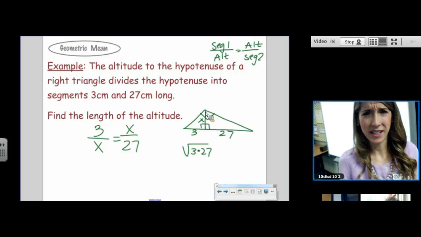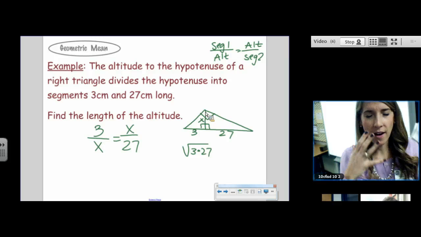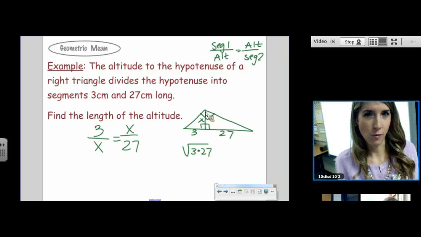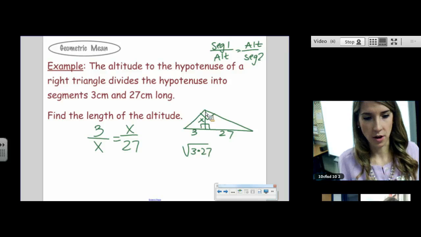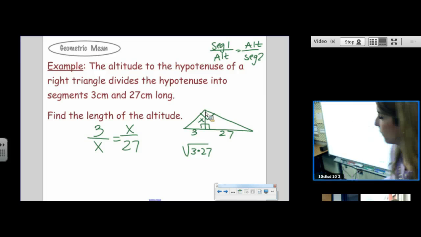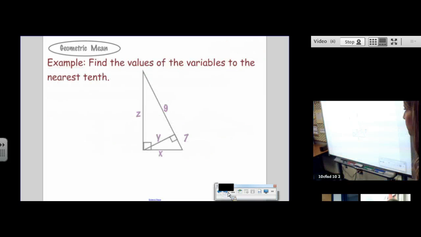So the biggest part of this lesson is having to memorize those 2 proportions, or just figure out in your brain how geometric mean works, whether you're memorizing the proportions or not. Okay, final answer? 9. Yes, 9 is the final answer. Beautiful. Last problem of the day.